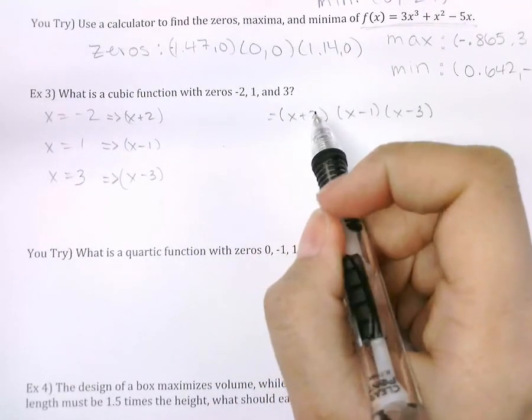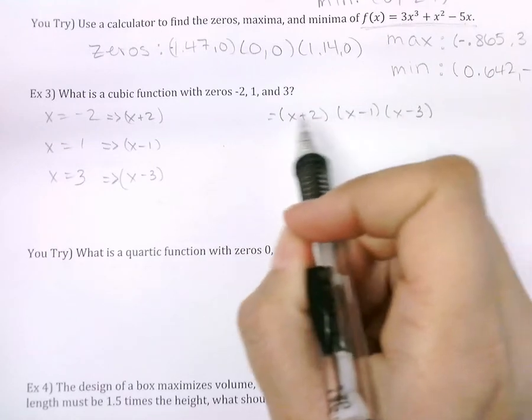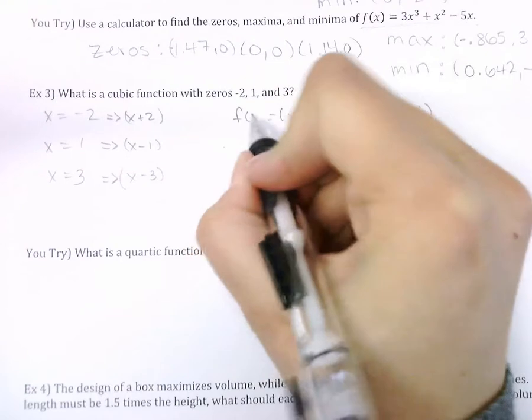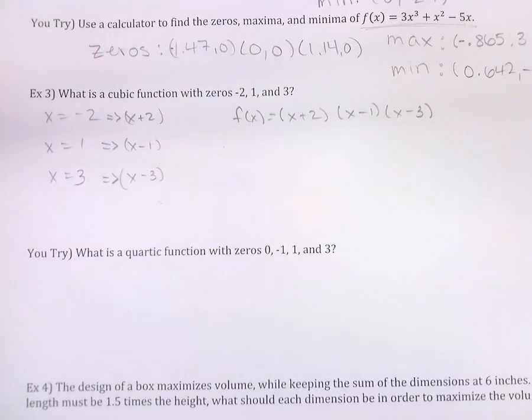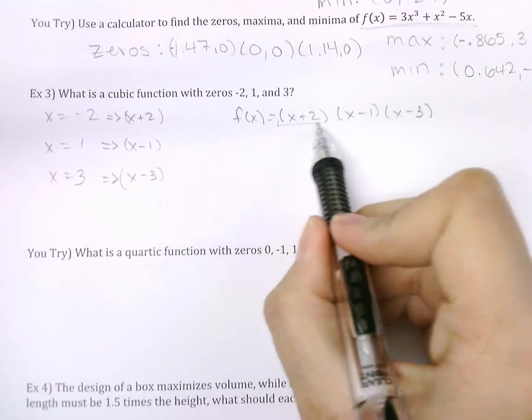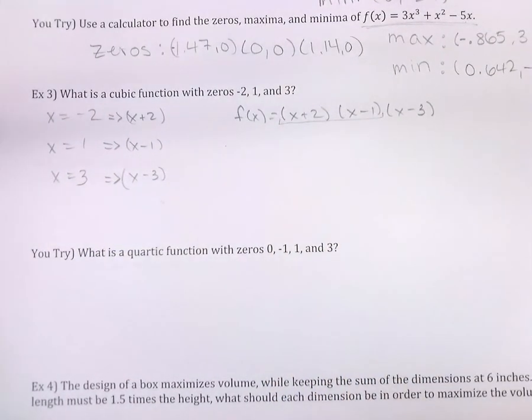In order for this cubed to be a function, what is this equal to? F of x, either f of x or y, because it's a function. All right. So x cubed. We're gonna first foil this.